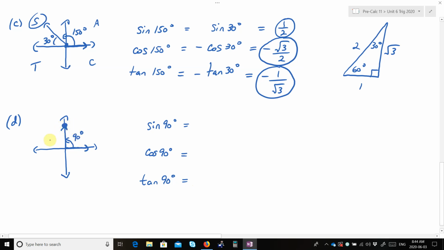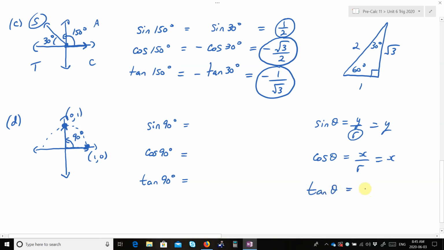And I think what we can assume here is that we've got a circle of radius 1, and so this point here would be (1, 0), and this point here would be (0, 1). And remember, sine theta is y over r, and if r is 1, then sine theta is just the y-coordinate, and cos theta is x over r, and since r is 1, that's x, and tan theta is y over x. So sine 90 is the y-coordinate, cos 90 is the x-coordinate, and tan 90 is y over x, 1 over 0, which is undefined.